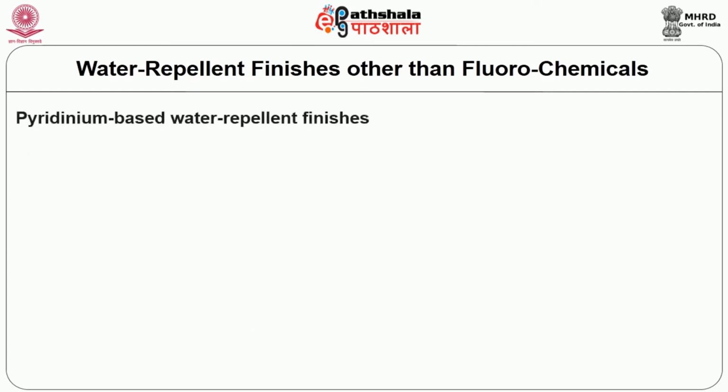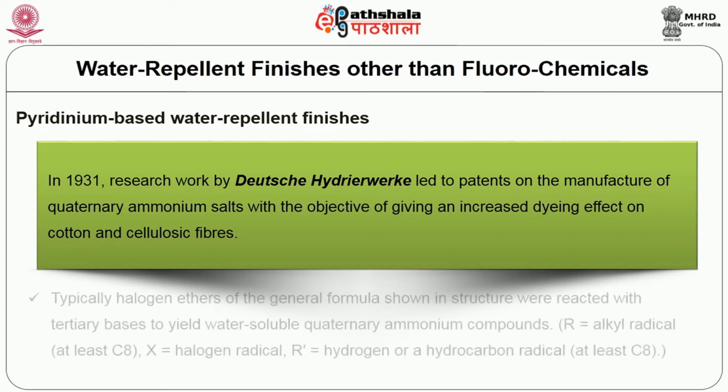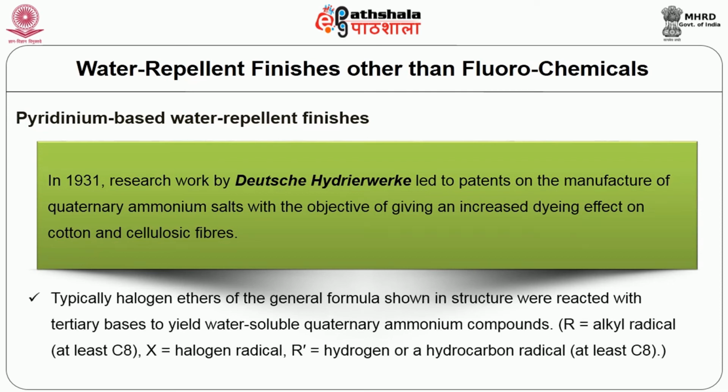The fourth one is pyridinium based water repellent finishes. In 1931, research work by Dutch Heidrijk led to patents on the manufacture of quaternary ammonium salts with the objective of giving an increased dyeing effect on cotton and cellulosic fibers. Typically, halogen esters of the general formula were reacted with tertiary bases to yield water-soluble quaternary ammonium compounds.